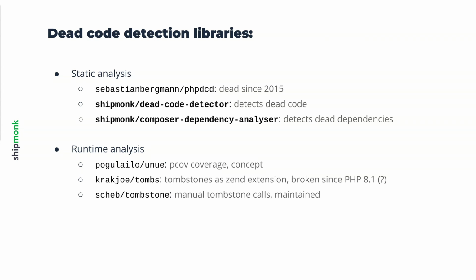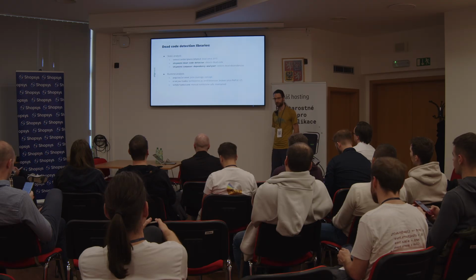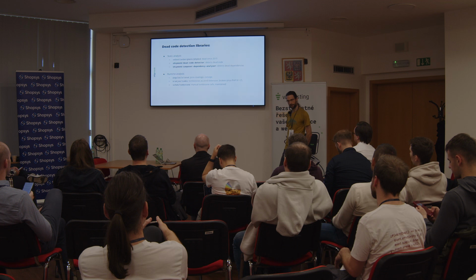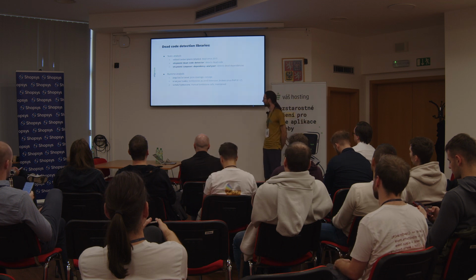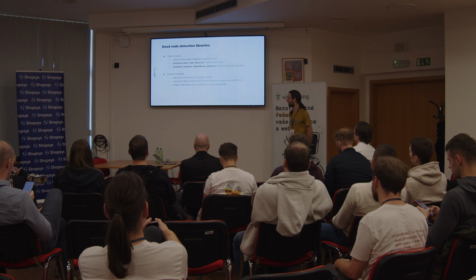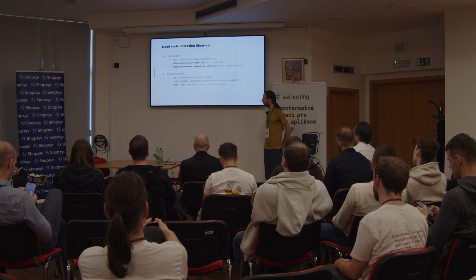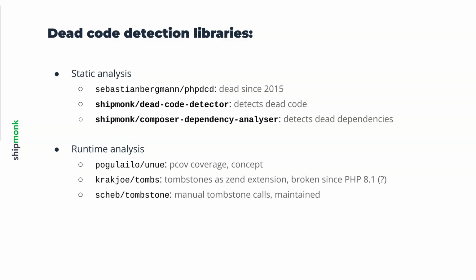So there is UNU, which is a really nice concept, with a really nice article on the internet, but nobody uses it. There are like 10 downloads for the package. Then there is crack-joe/tombs, which is super performant automatic tombstones via a Zend extension that automatically injects the logging in all your methods during production. It's really well designed to have almost no performance degradation, but it's broken since PHP 8.1. You can try it. I just assumed that from the issues on GitHub.